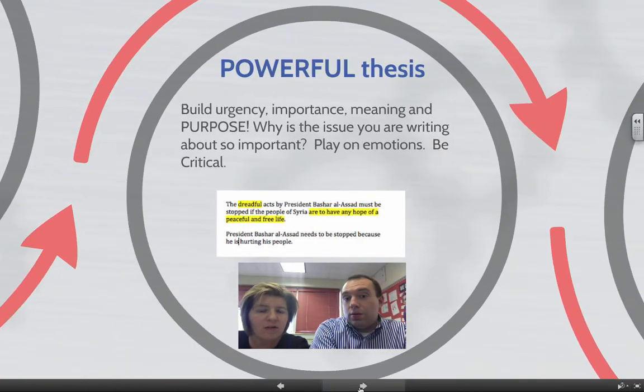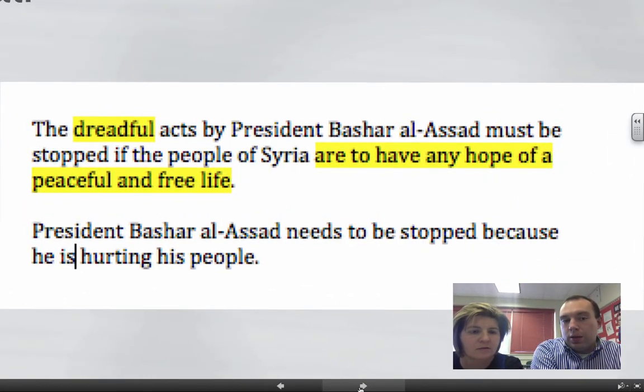Then your thesis needs to be urgent and powerful. You really want the reader to see the true value and purpose of what you're writing right away in the beginning. Be critical, play on emotions. We'll show you the difference between a mastery thesis, which is just clear, and an exceeds thesis, which is clear and powerful. So take a look. The bottom one is the mastery one, and the top one is the exceeds one.